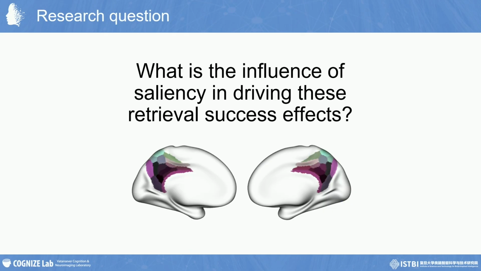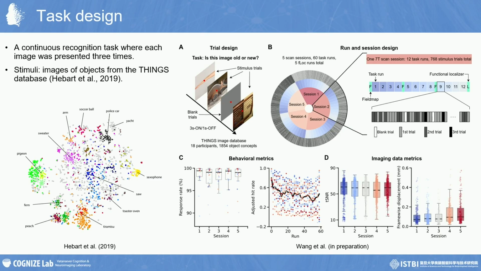So our question basically is, what is the influence of saliency in driving the retrieval success effect? We used a continuous recognition task where we present each image 3 times. It's a very large data set.